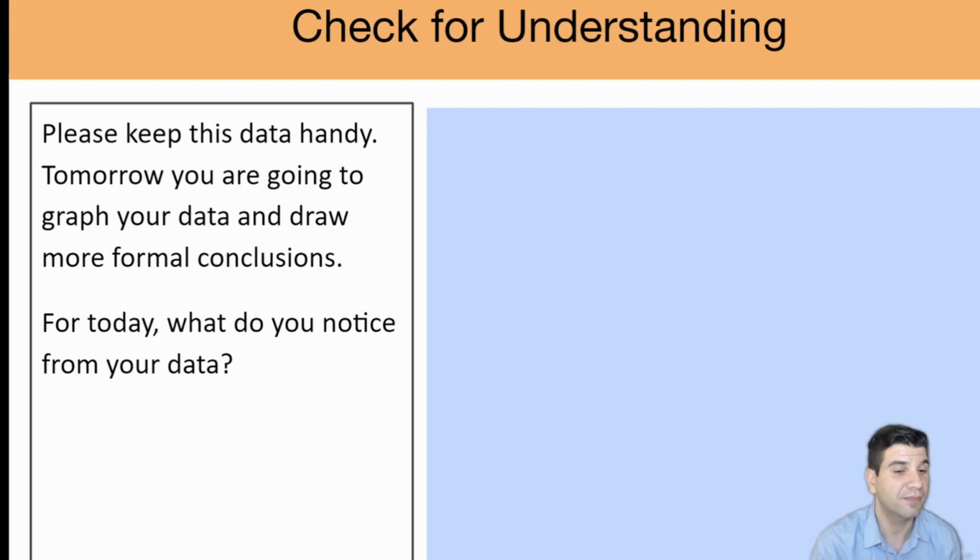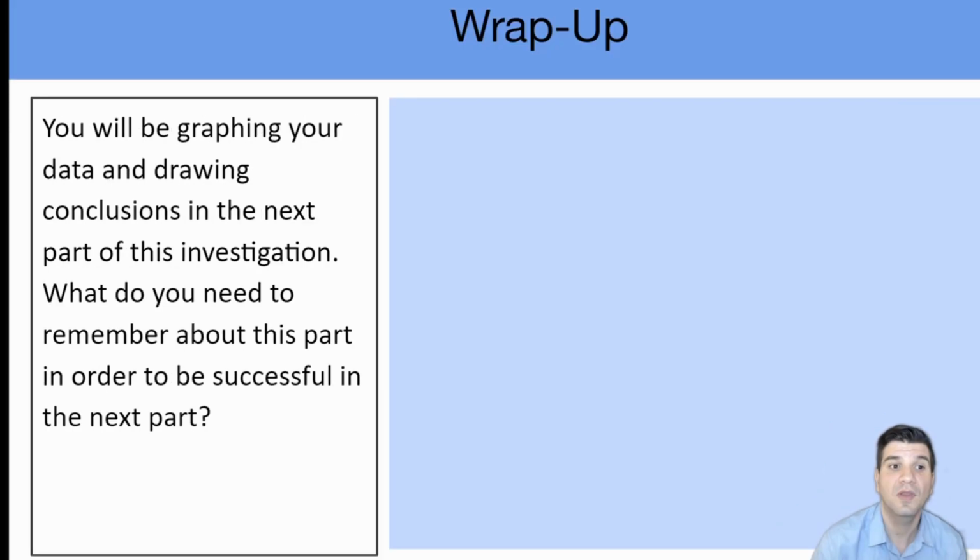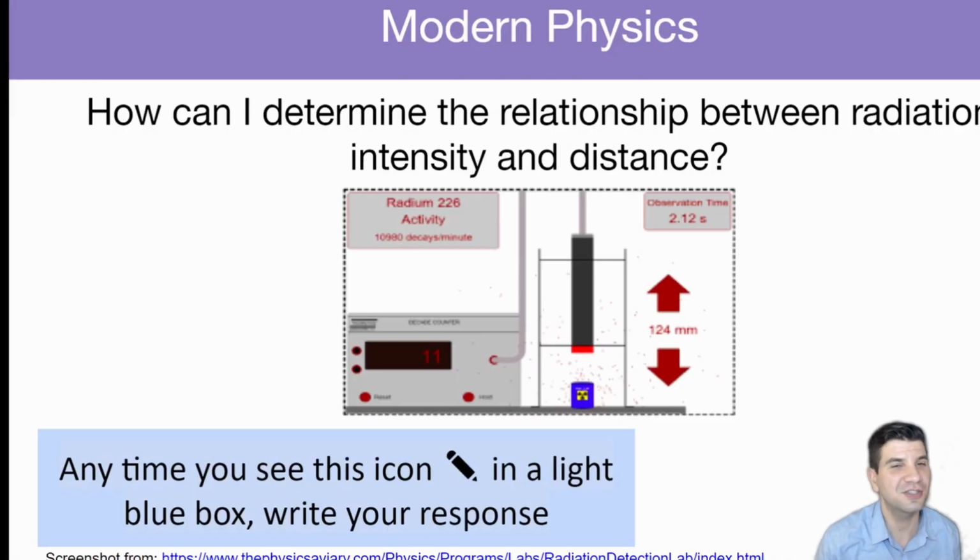So for today, what do you notice from your data? You will be graphing your data and drawing conclusions in the next part of this investigation. What do you need to remember about this part in order to be successful in the next part? This simulation really isn't all that difficult. I think the biggest thing is when you hit the reset button, the timer immediately starts back up, which can be a little bit confusing at first. Just remember to hit that hold button right at the 10-second mark, record the height the probe is, and the number of counts. I hope this was helpful. Thanks for watching.